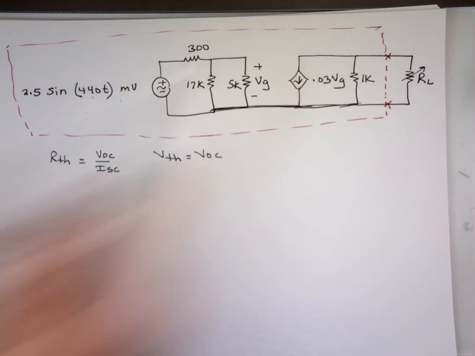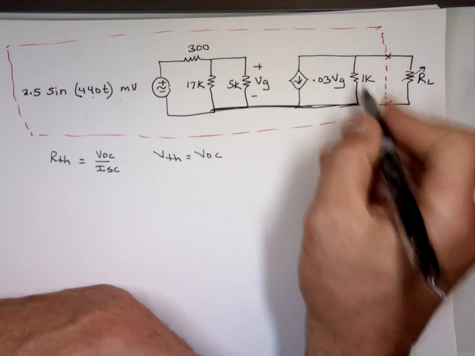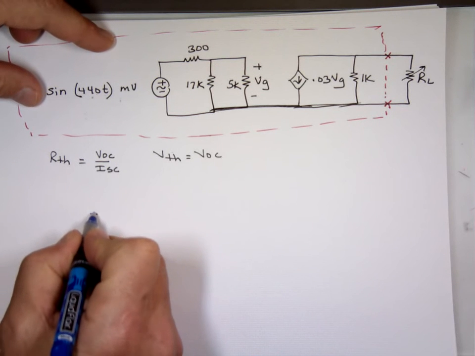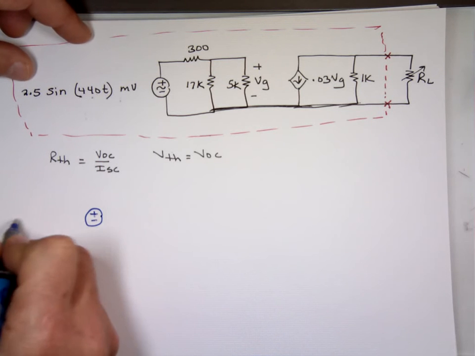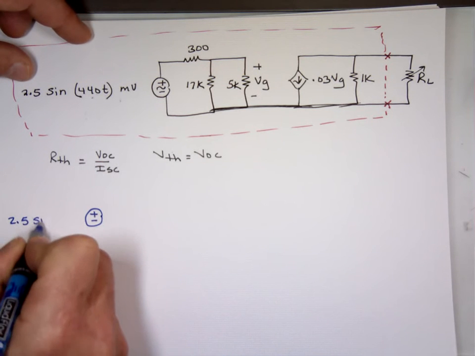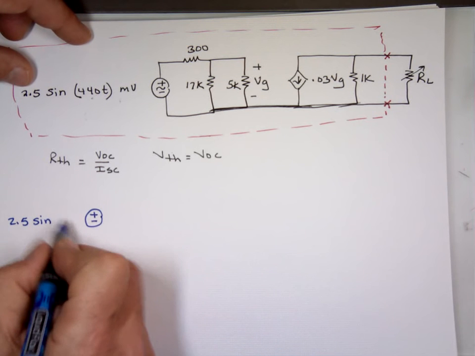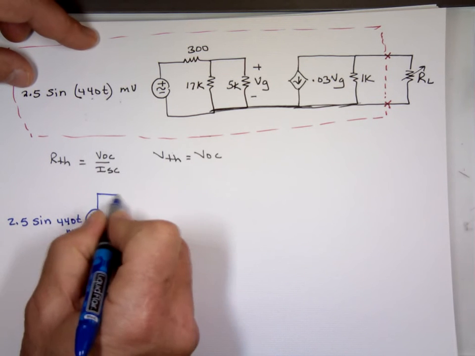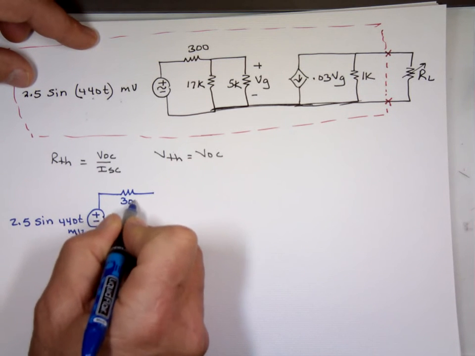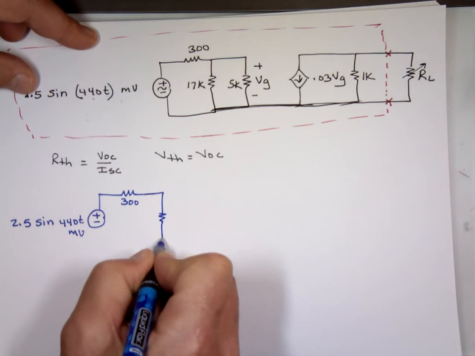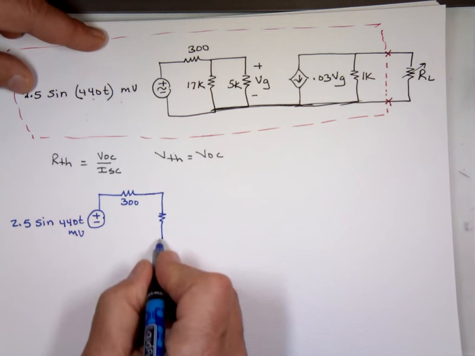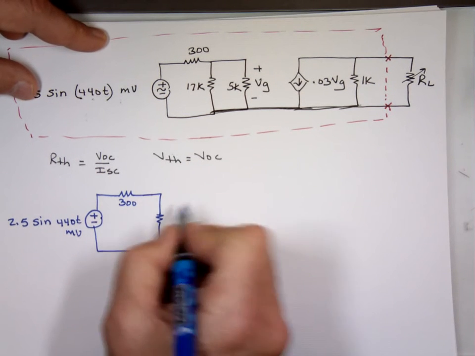Here's my V. Okay, what happened to my value there? So let's look at it. Let's find V open circuit. Let's find I short circuit and do the math. 2.5 sine 440t, that's millivolts here. 300. By the way, if I combine these two resistors, would that change VG? No. Let's combine them into one.